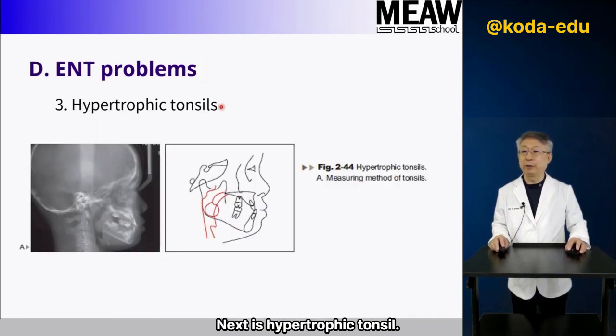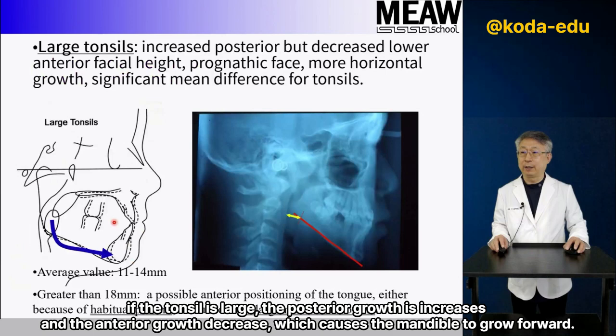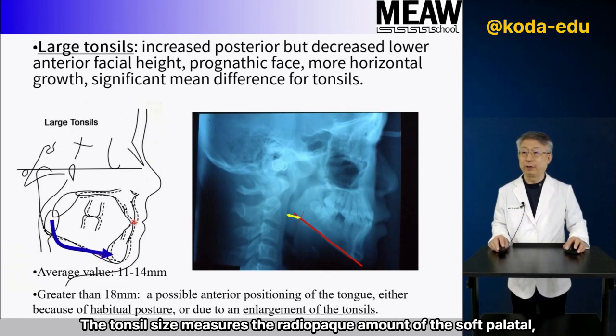Next is hypertrophic tonsil. Tonsil looks radiopaque on the below of soft palate. If the tonsil is large, the posterior growth increases and the anterior growth decreases, which causes the mandible to grow forward. The tonsil size measures the radiopaque amount of the soft palate.